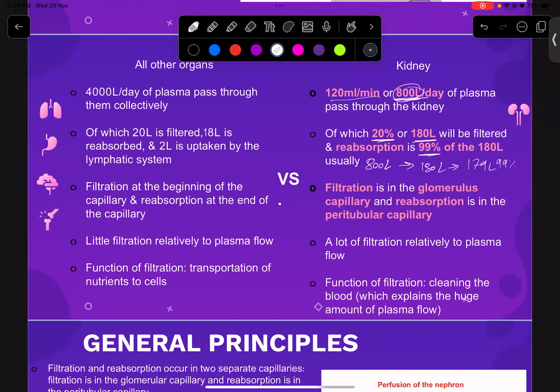Fine. Now, a really, really important point, you guys have to memorize this really well. Filtration is in the glomerular capillary and reabsorption is in the peritubular capillary. And I'll explain this in a minute. But always remember that filtration and reabsorption are happening in different sites, okay?